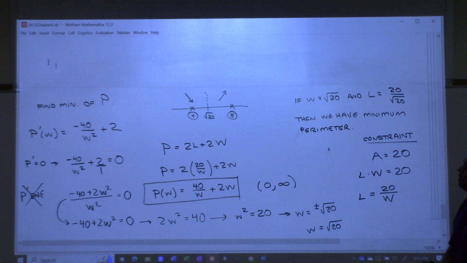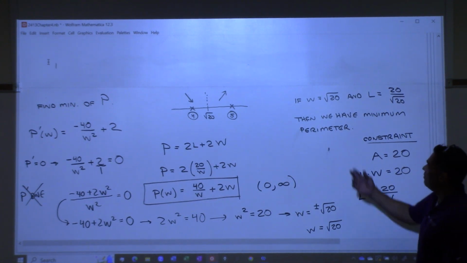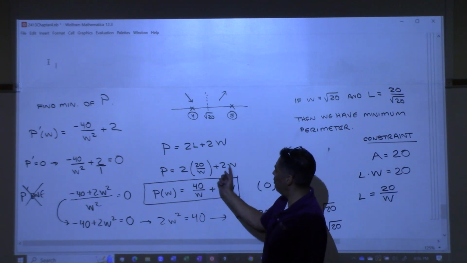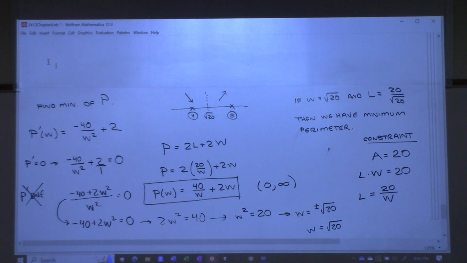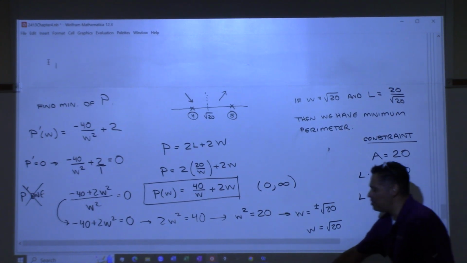Do I know what the perimeter is right now? Do I know what the minimum perimeter is? I haven't calculated it, have I? Could I? Yes, I could just very easily put W into my perimeter formula, and that would give me the minimum perimeter. I thought you said it was going to be root 20 by root 20. It is. I just want to make sure everyone understands it is, right?